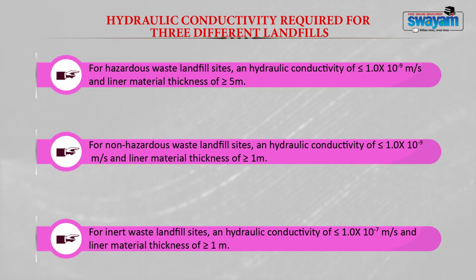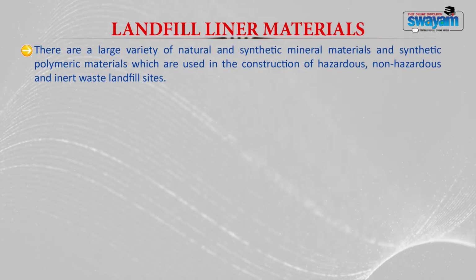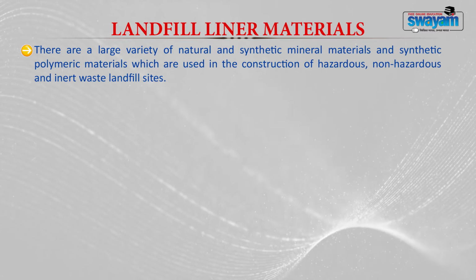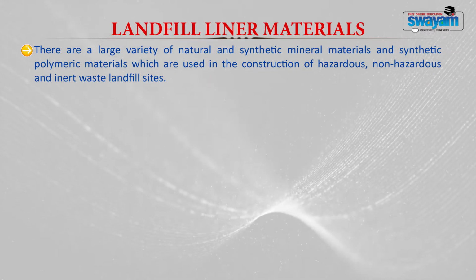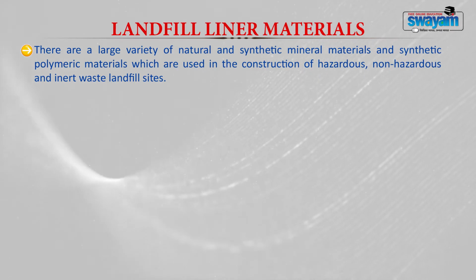2 landfill systems. Now, let us discuss the different liner materials that are used for constructing a liner system and what are the significant features, why they are actually used as a liner material. A large variety of natural, synthetic mineral material and synthetic polymeric materials are used for the construction of hazardous, non-hazardous and inert waste landfill sites.